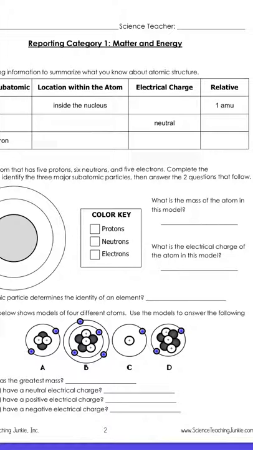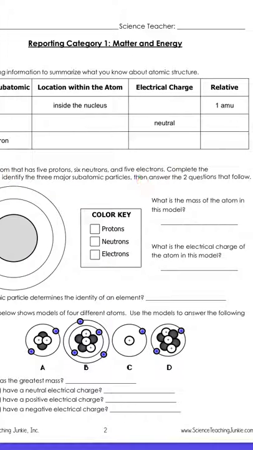Okay, so here's the review. Again, at the top, it's going to have what TEKS we go through. So remember to mark that off on your two-sided TEKS page as you go through. So you're going to fill in here the name of the subatomic particle, where it's located, the electrical charge, and its mass. Remember what AMU stands for, atomic mass unit.